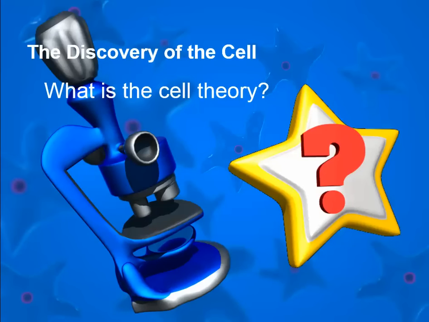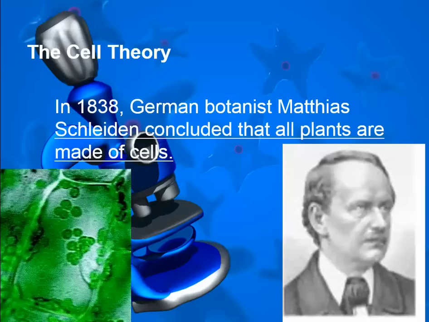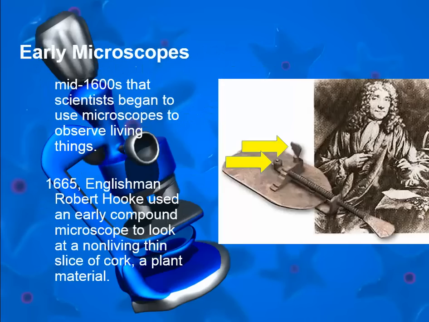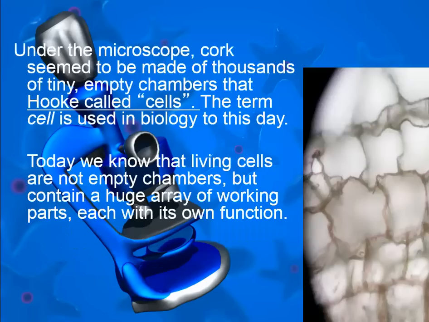So what exactly is the cell theory? Well, there's basically three parts of the cell theory, and there were a couple scientists that contributed to this cell theory, and one of those scientists was Matthias Schleiden, and he is famous for concluding that all plants are made of cells. So he studied plants, and he knew that all plants were made of cells, and that was in 1838. So if you remember, when was that microscope invented? That's right, in the 1600s. That's with Robert Hooke.